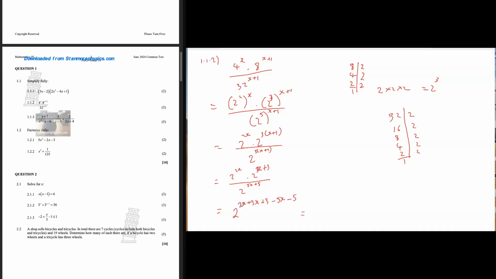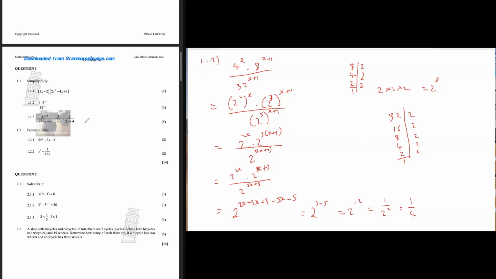And here, we're going to simplify this. So 2x plus 3x gives us 5x. 5x minus 5x is equal to 0. So that disappears. So we're left with 2 to the power 3 minus 5, which is equal to 2 to the power minus 2, which is equal to 1 over 2 squared, which is equal to 1 over 4. Okay, relatively simple. Once again, we could have skipped a few steps here, but for the purpose of this video, we're trying not to skip any steps at all.